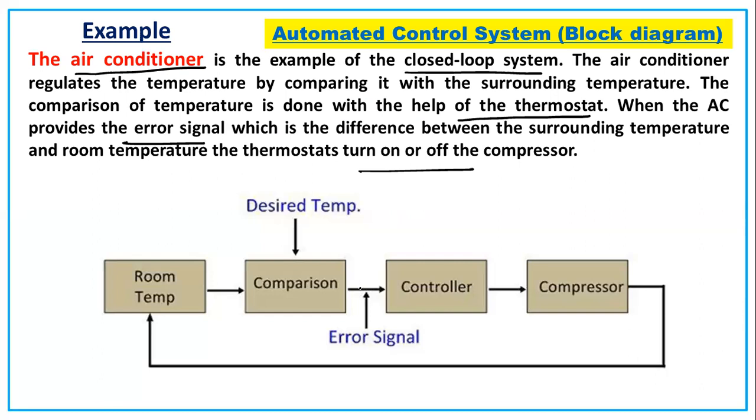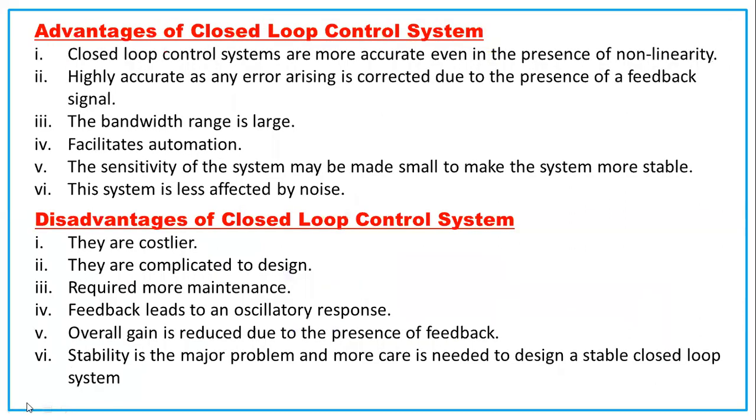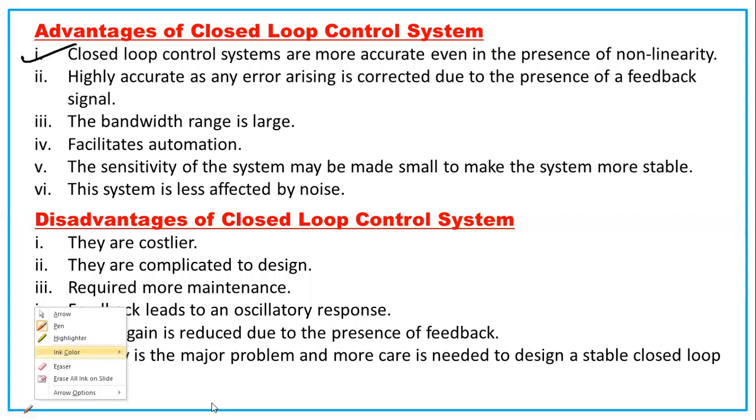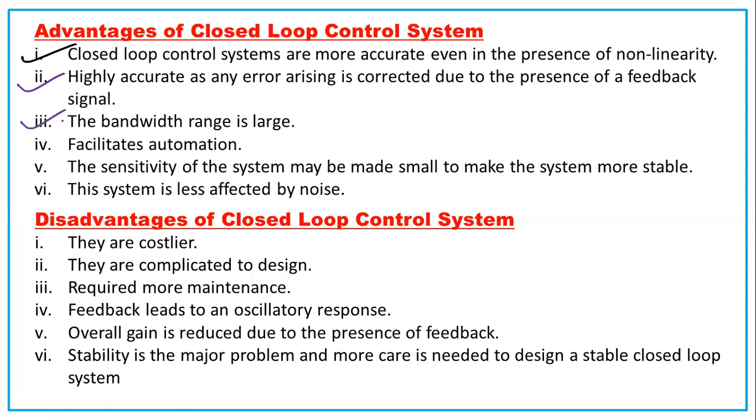Feedback is being given. Now let's see some advantages and disadvantages of closed loop systems. Closed loop systems are more accurate in the presence of non-linearity. Basically we are studying linear systems, but we can say they are more accurate. Highly accurate, as any error arising is corrected due to feedback. Bandwidth is very large. A good, stable system should have more bandwidth, right? Good control systems facilitate automation. Yes, automated control system, you have just seen the example, the air conditioner. Then sensitivity of the system may be small to make the system more stable. It is less sensitive to other things.